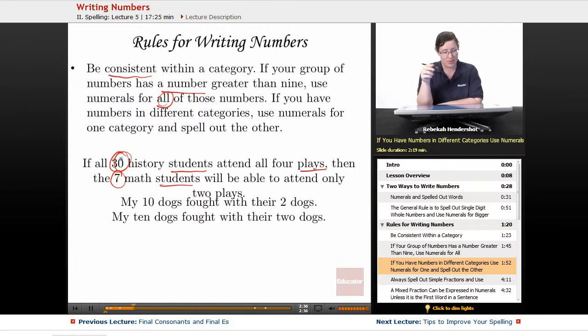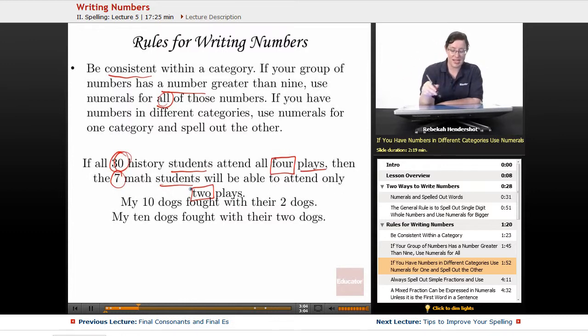But what, you may ask, about the plays? Well, we have four plays here and two plays here. So both of those numbers are less than 9. They're single-digit whole numbers. So you can spell them out, no problem. And because they're in a different category from the student numbers, one set of numbers talks about people, one set of numbers talks about things, totally different categories, then you can use a different set of rules. As long as you're consistent, it usually works out.